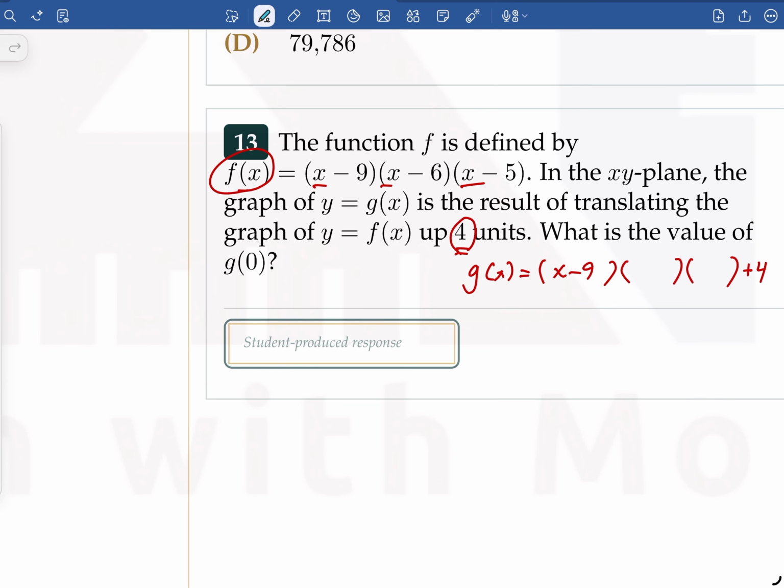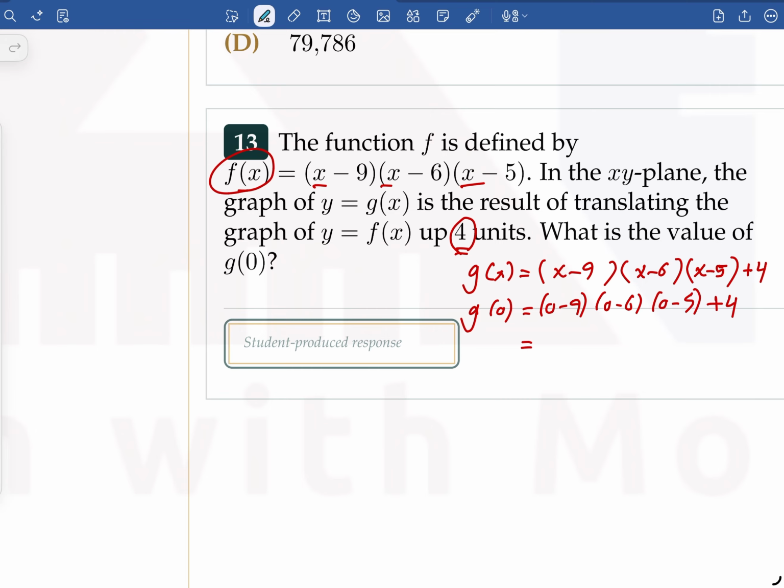So x minus 9, x minus 6, x minus 5. All of them are staying the same, but just add 4 at the end of the equation. And now we want to get g of 0. Now replace any x by 0: 0 minus 9, 0 minus 6, 0 minus 5, plus 4.